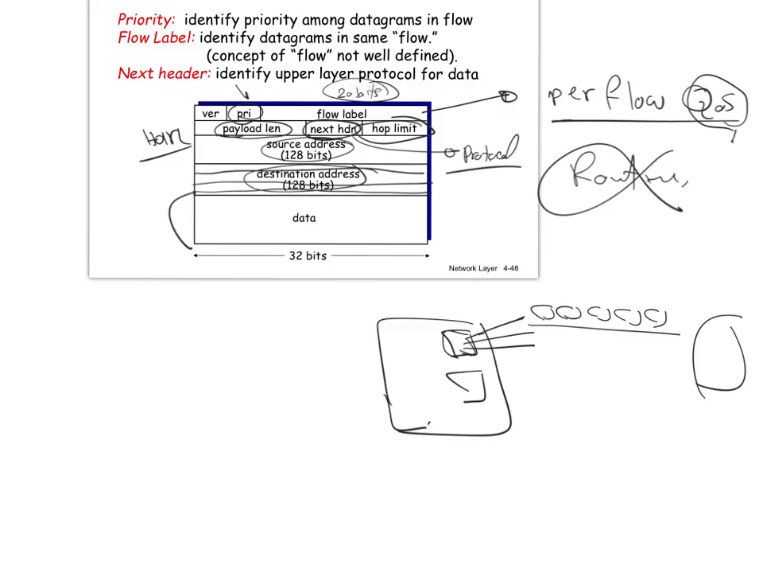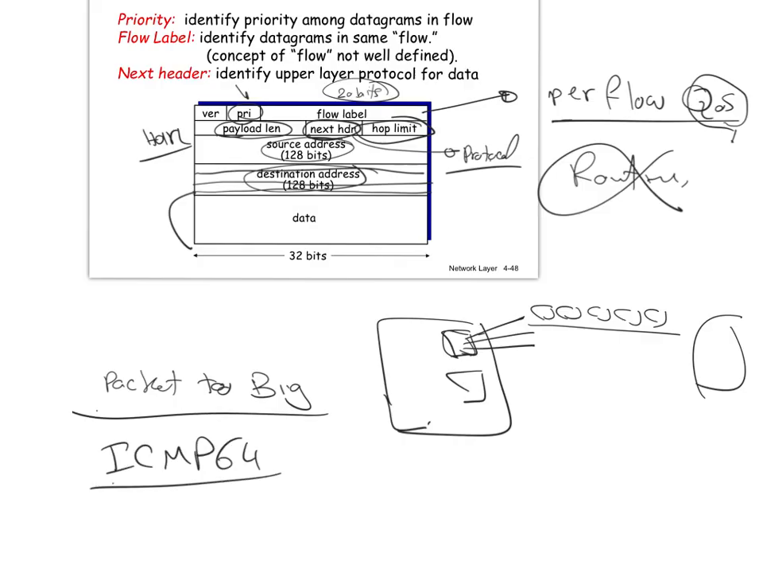So what happens if I go, for example, from Wi-Fi to Bluetooth, and Bluetooth happens to have a smaller maximum transmission unit? IP version 6 provides a troubleshooting message called packet too big. This is part of ICMP version 6.